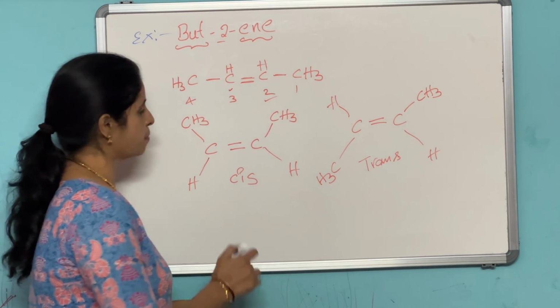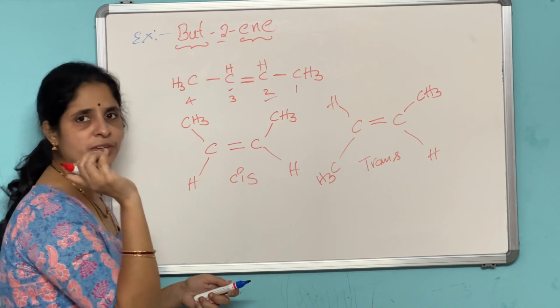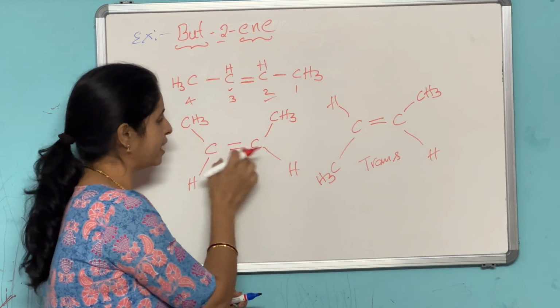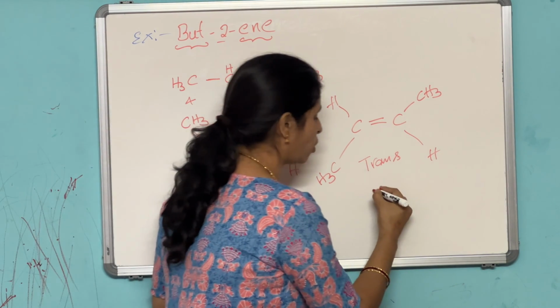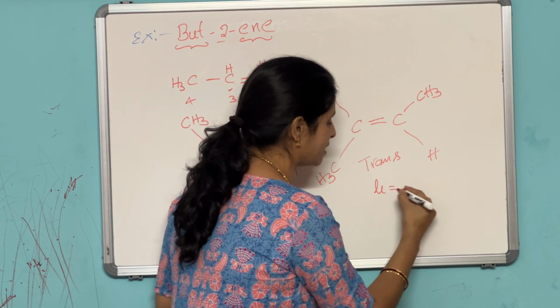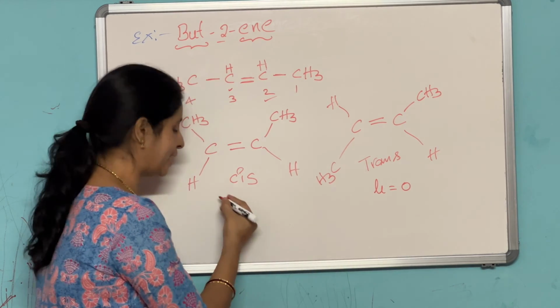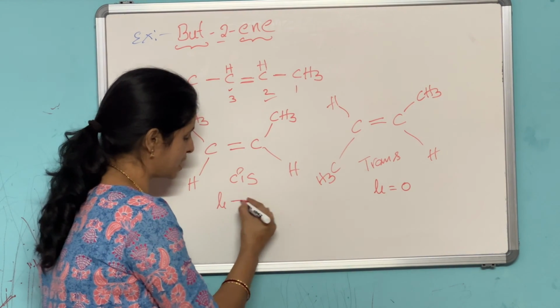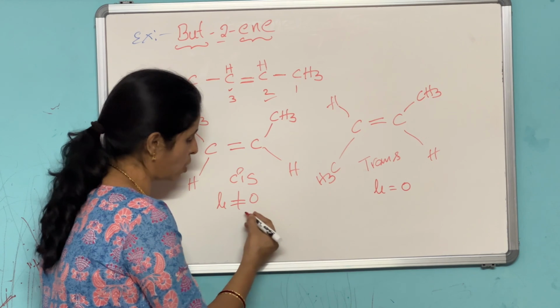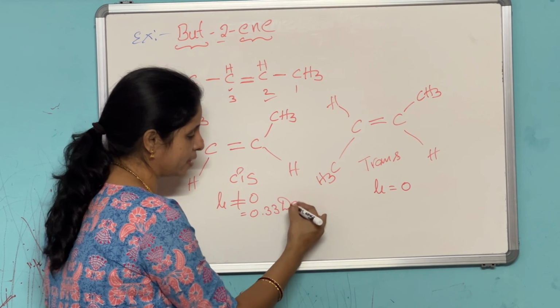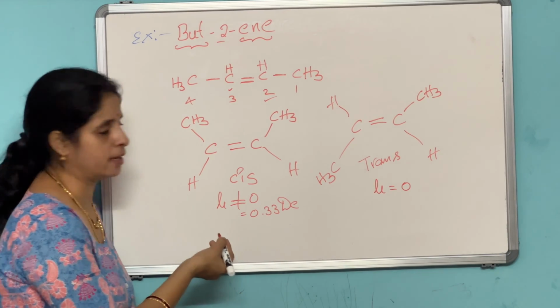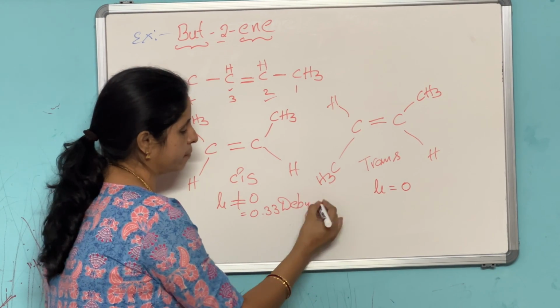Okay. So if you observe how they vary, I want to discuss one small point: how they vary in the dipole moment. Here the dipole moment of the trans isomer is considered as 0, but the dipole moment of the cis isomer is not equal to 0. It is around 0.33 debye. Debye is a unit for dipole moment.